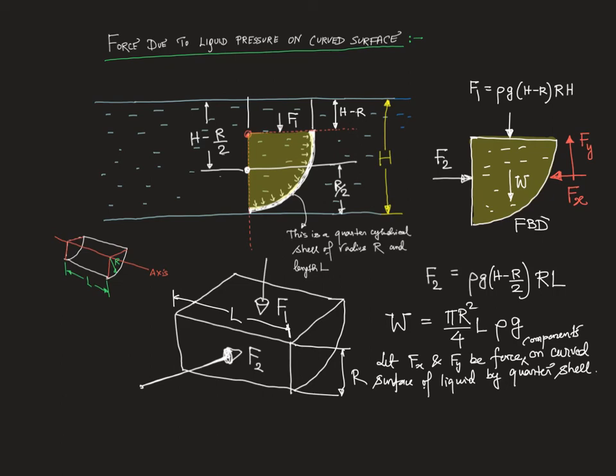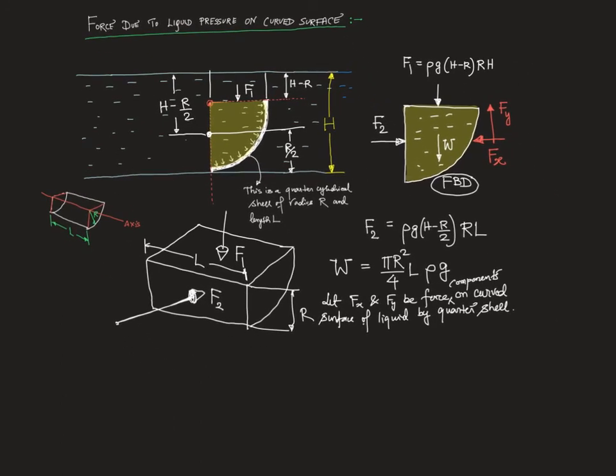Now we have chosen our free body diagram of the liquid. Now that part of the liquid is at rest, so we can write Fy is equal to F1 plus W. F1 and W we have calculated, and Fx is equal to F2. So the net force is root over Fx squared plus Fy squared.